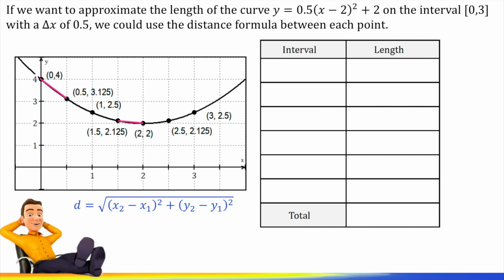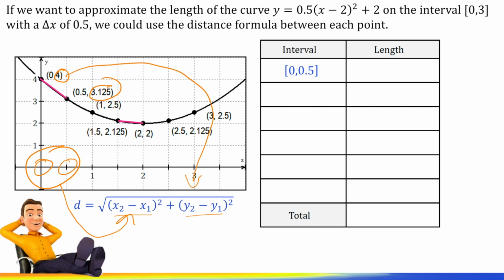So the distance formula, if you remember from geometry, the difference in the x's squared plus the difference in the y's squared, and then the square root of that whole thing, comes from Pythagorean theorem. So if we're going from 0 to 0.5, we would plug the difference of the x's and the difference of the y's into our formula, and we'd get a length of 1.0078.